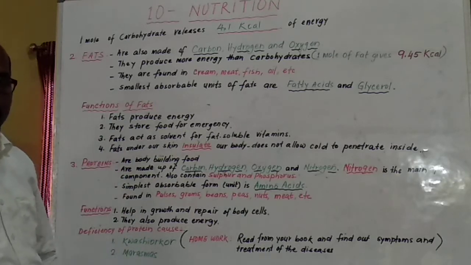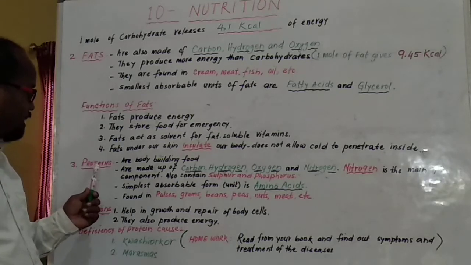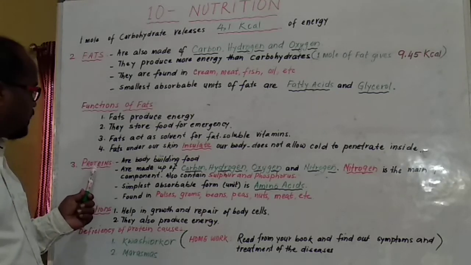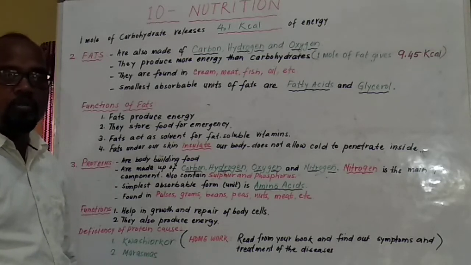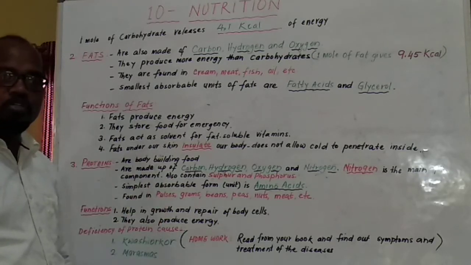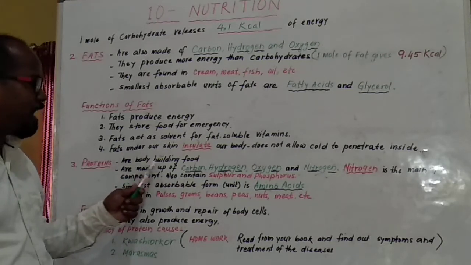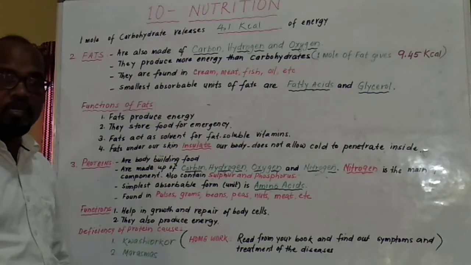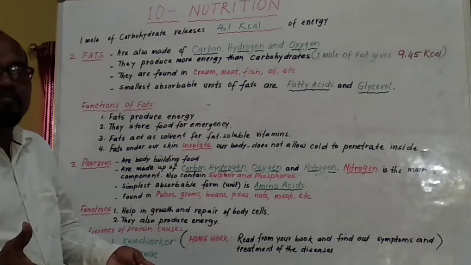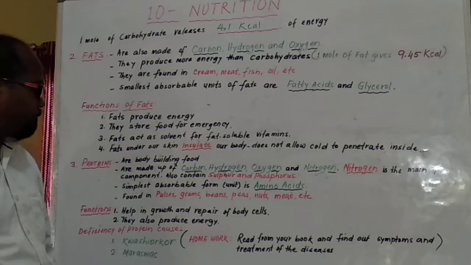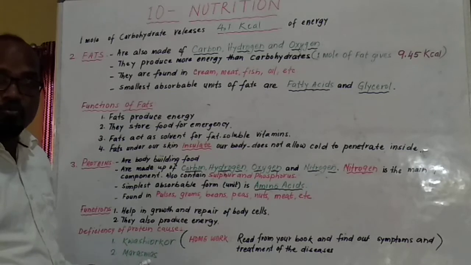So these are 4 functions of fats. Now coming to the third class of nutrients, proteins. Very, very important nutrient that should be added to our diet because they are body building food. Because of proteins, our body is built up. It develops. They are made up of carbon, hydrogen and oxygen as usual.